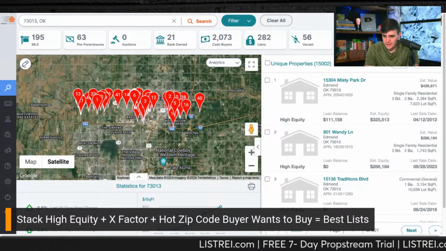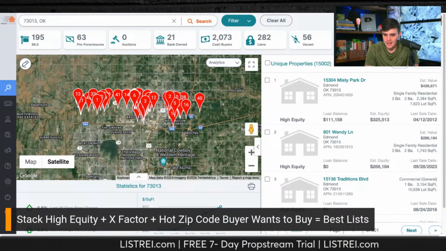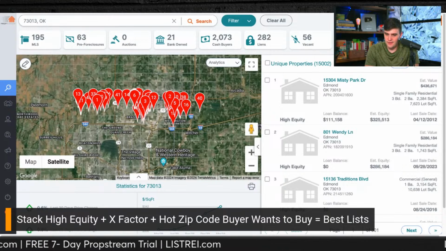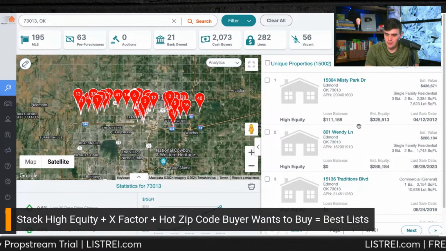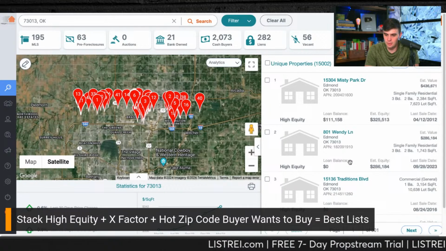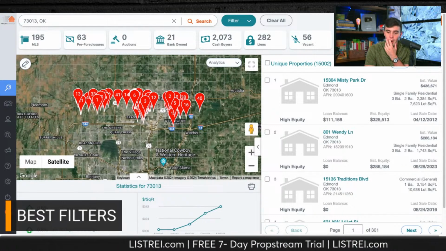And so I see a lot of wholesalers get super confused about exactly how to filter it down. Now we've got to put an X factor on here. What's the X factor? The X factor is the best filters possible. So let's break down exactly the best filters possible right now in wholesaling real estate so we can actually get some good deals. So what are the best filters?